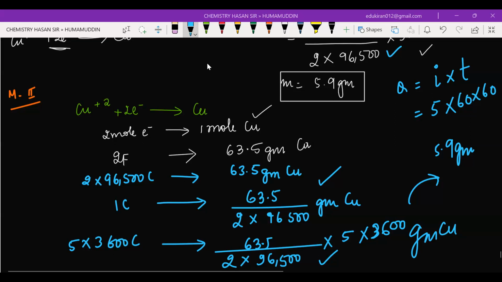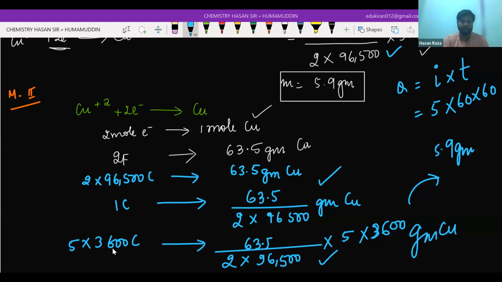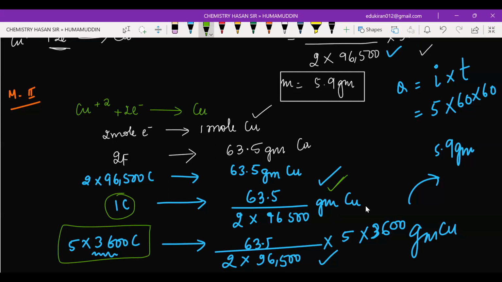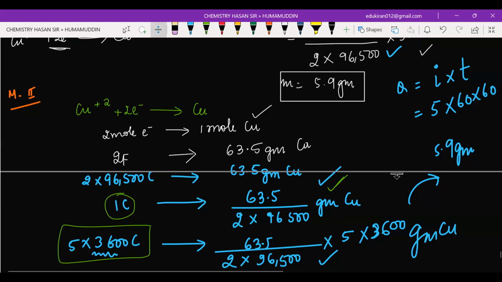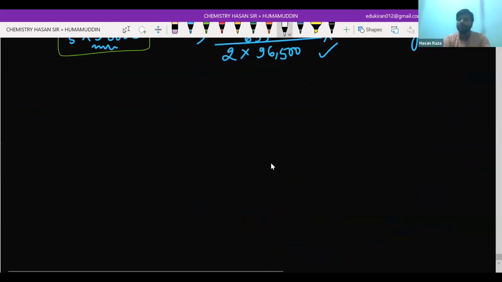Sir, in the last part, 5 into 3,600, should it be on both sides? Wait a minute. Yeah, you know that if for 1 coulomb charge you are getting this much gram of copper, then for this much coulomb charge, you are going to multiply it, right? Yes or no? Okay. Please do let me know when you are done with this. Ma'am? Yes, sir, done. Okay. I'm going to write this statement. Please do write it.